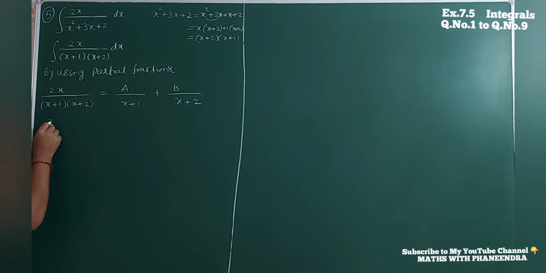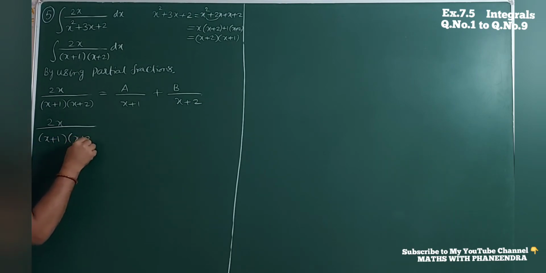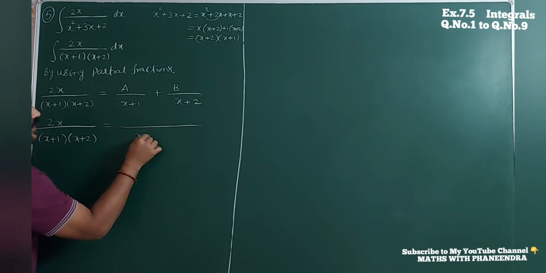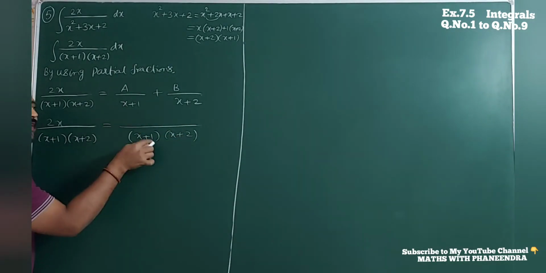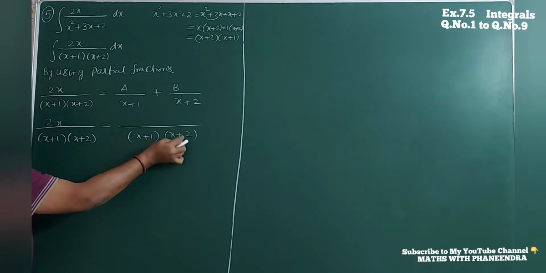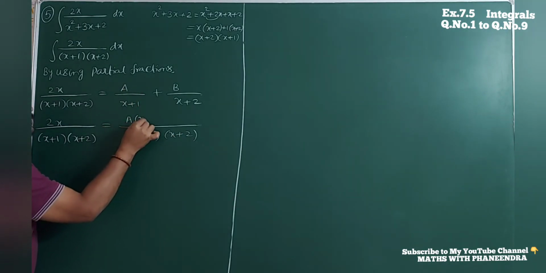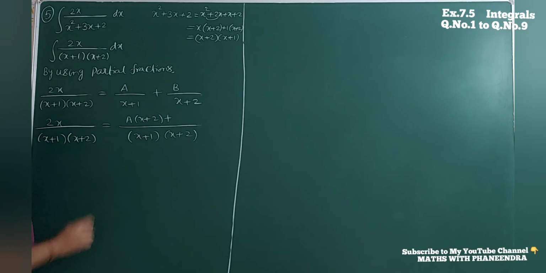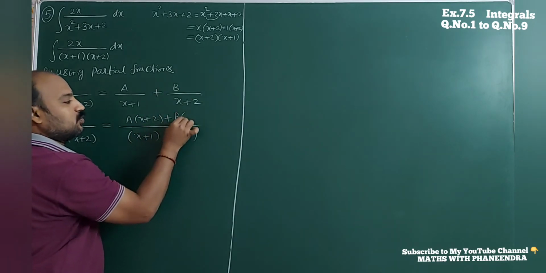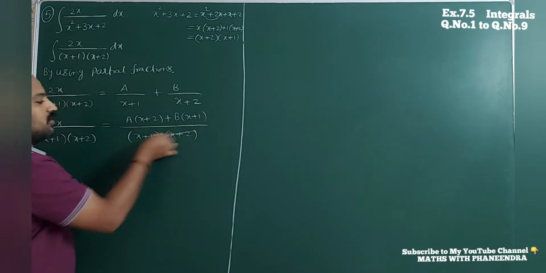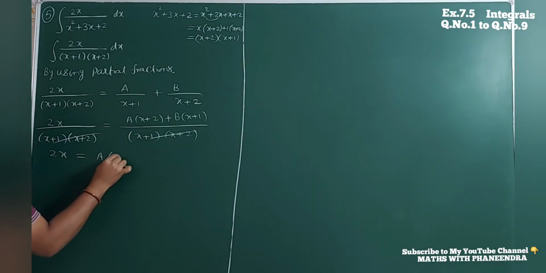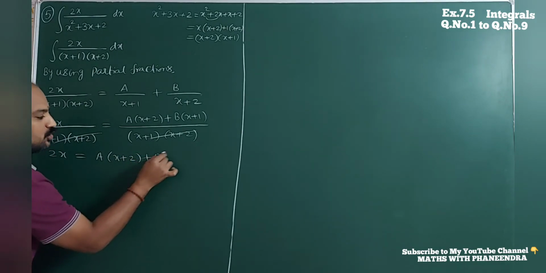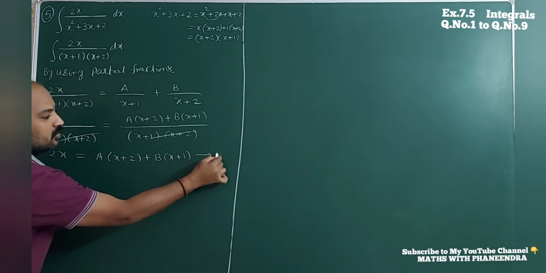So first take the LCM. 2x by (x plus 1)(x plus 2) is equal to, (x plus 1)(x plus 2) is the LCM. How many times it divides: x plus 1 gets cancelled, x plus 2 is remaining, so A into (x plus 2); x plus 2 gets cancelled, remaining is B into (x plus 1). So both the denominators get cancelled and 2x can be written as capital A into (x plus 2) plus capital B into (x plus 1). We put this as equation number 1.